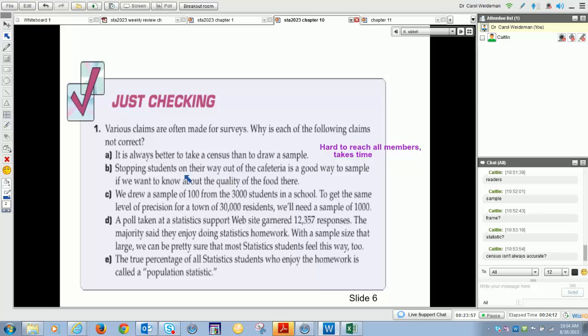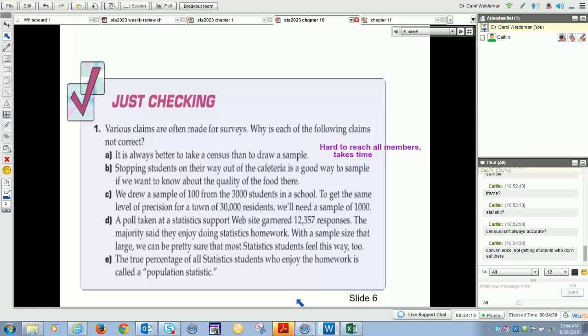How about this one? Stopping students on their way out of the cafeteria is a good way to sample if we want to know about the quality of the food there. What do you think about that one? Is that a good one? Good way to do that? Very good. Excellent. You must have done the problems in the book. It's a biased sample, definitely.